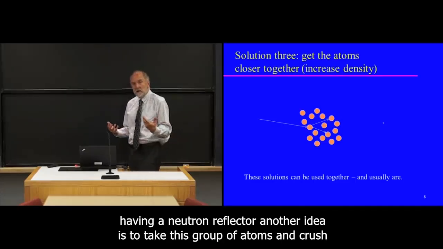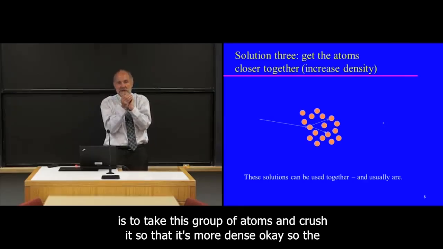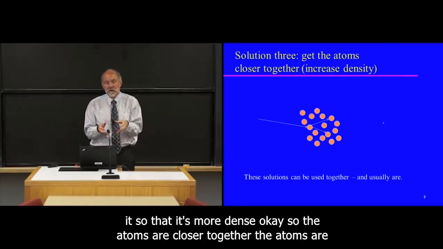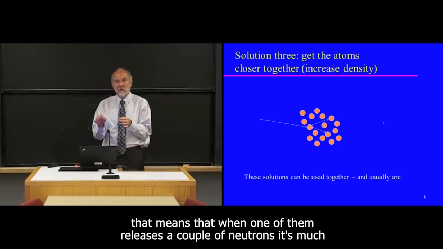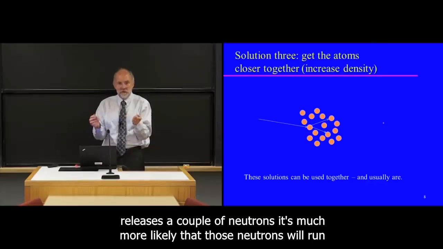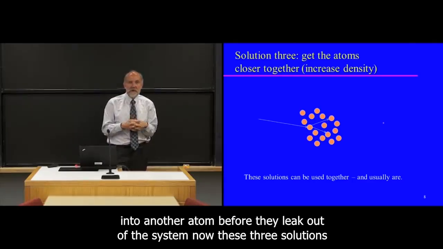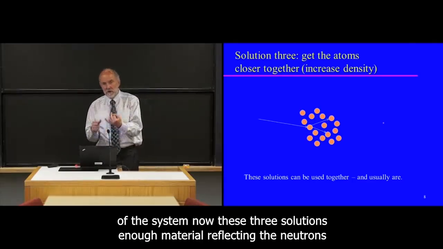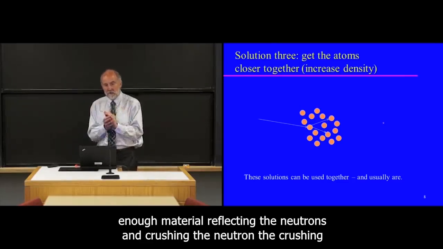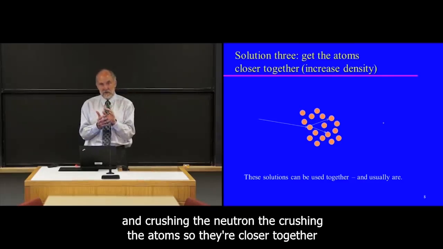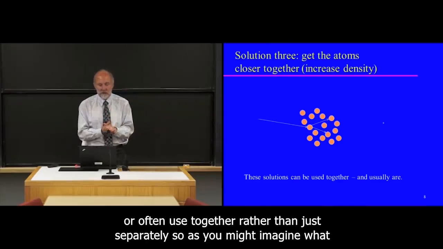Another idea is to take this group of atoms and crush it so that it's more dense. Okay? So the atoms are closer together. If the atoms are closer together, that means that when one of them releases a couple of neutrons, it's much more likely that those neutrons will run into another atom before they leak out of the system. Now these three solutions, enough material, reflecting the neutrons, and crushing the atoms so they're closer together, are often used together rather than just separately.